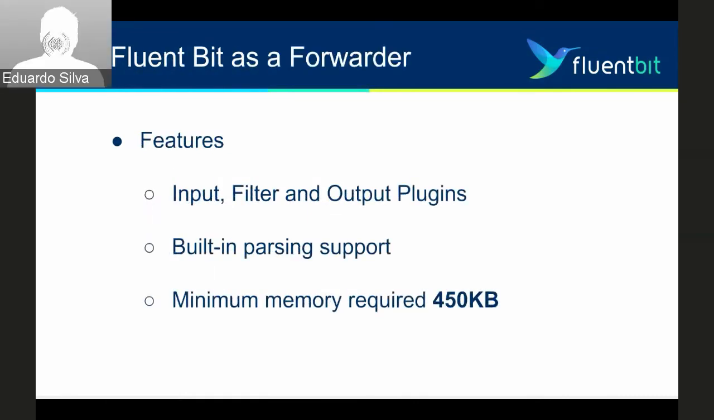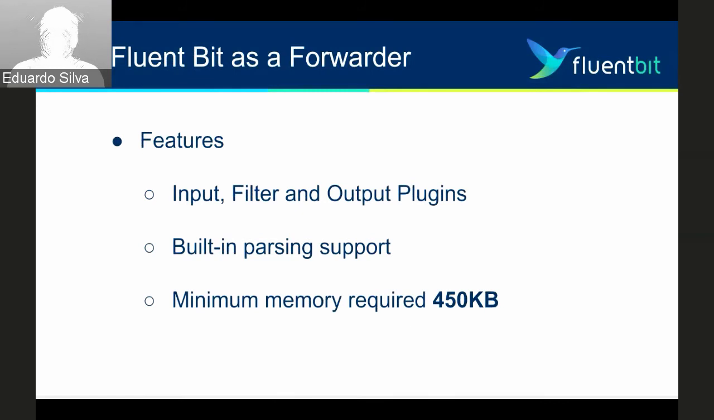So what about Fluent Bit as a forwarder? The good thing is that Fluent Bit can support many kinds of inputs, can filter the data, and also supports different destinations. It has built-in parsing support. That means you can take, for example, unstructured text messages and give them a structure. As a minimum, it requires no more than 500 kilobytes. Of course, if you are doing a lot of parsing and a lot of things, this requirement will increase. But it's a huge win if you have a big deployment with a lot of nodes, so it's many times better.